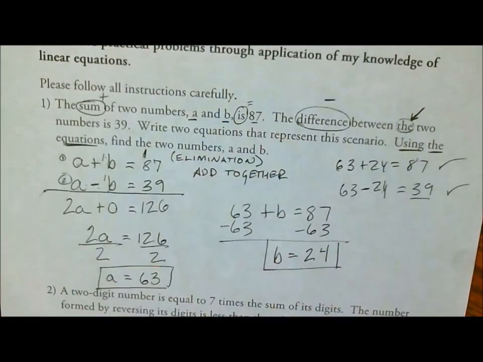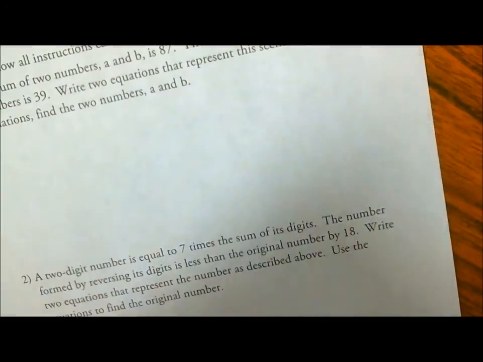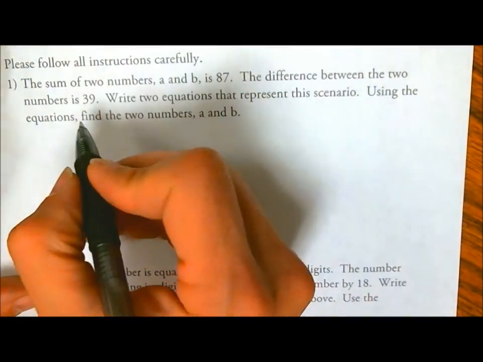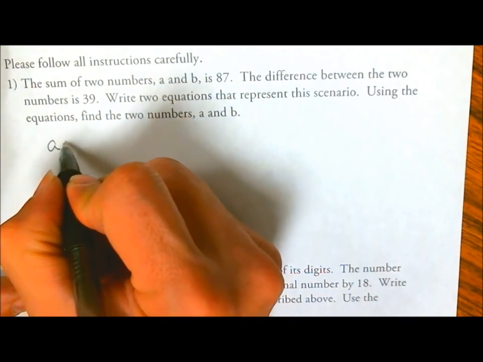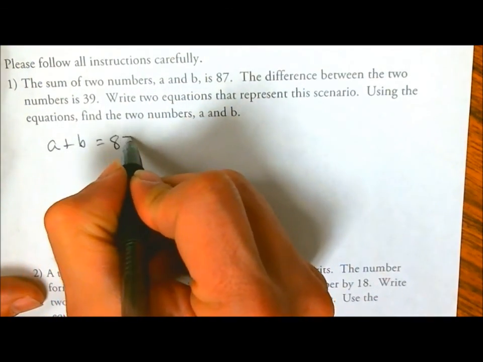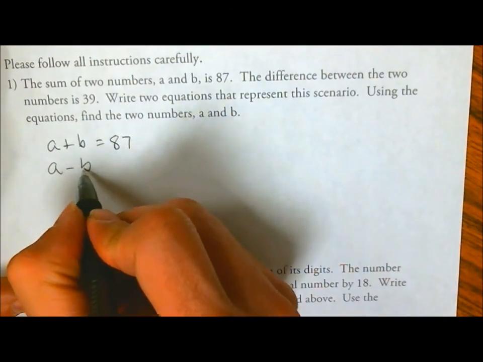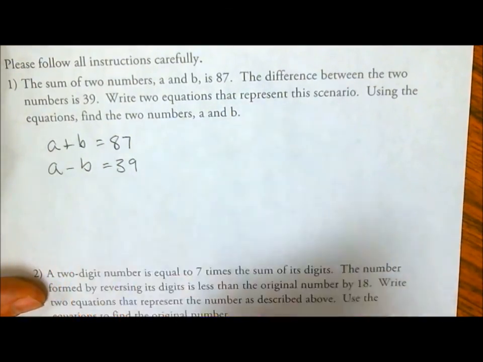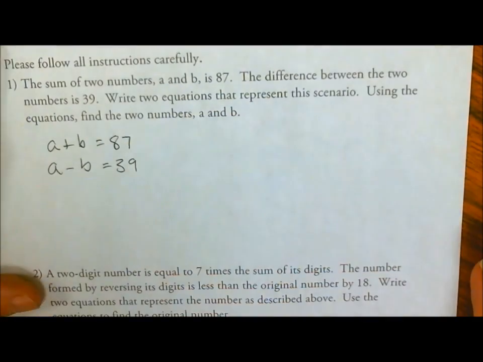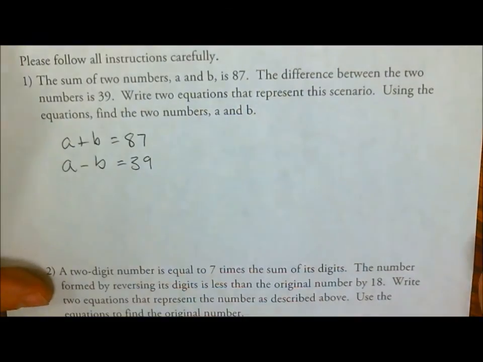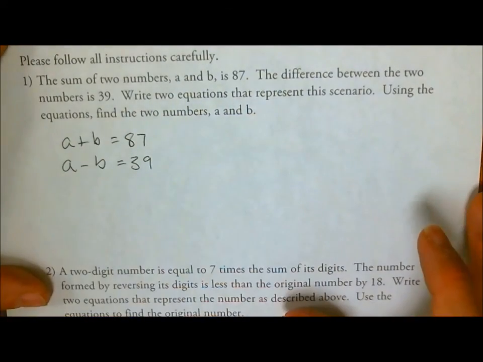The second way is by substitution. Once again, I look at this and say the sum of two numbers, A and B, is 87. Okay, A plus B equals 87. The difference between the two numbers is 39. A minus B equals 39. And if you went this far, I gave you 2 points anyway, regardless of whether you solved it completely or not, because you understand you need to create those equations and use them.